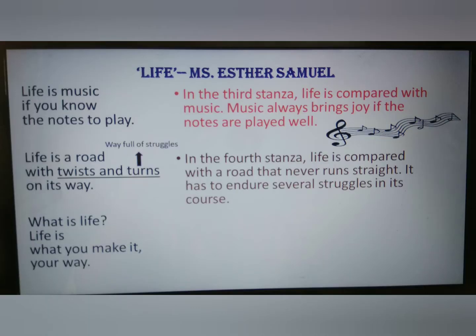Life is a road with twists and turns on its way. Twists and turns mean the path of life is full of struggles. In the fourth stanza, life is compared with a road that never runs straight. It bends and takes turns. It means that life never goes straight.